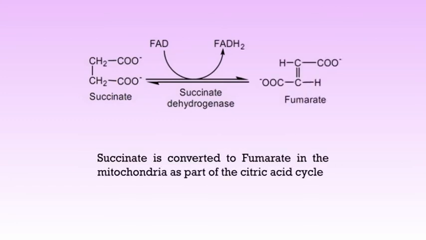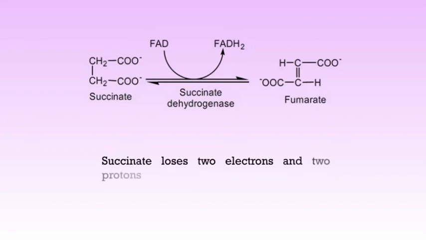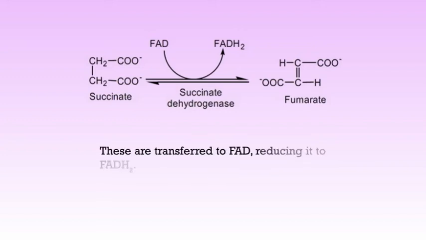For example, succinate is converted to fumarate in the mitochondria as part of the citric acid cycle. Succinate loses 2 electrons and 2 protons. Now these are transferred to FAD, reducing it to FADH2.